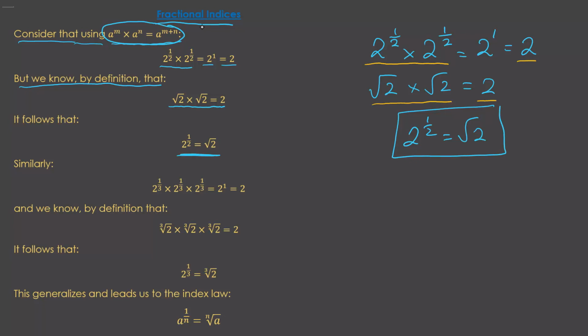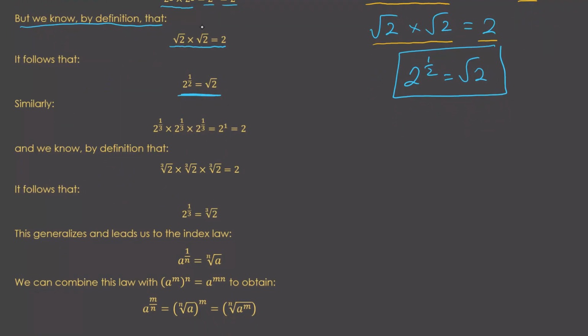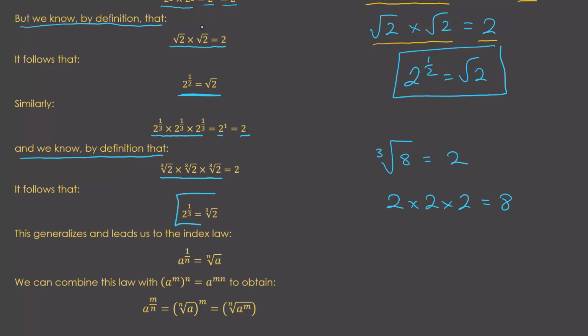We can do the same sort of thing with a power of 1/3. So 2^(1/3) times 2^(1/3) times 2^(1/3) would be 2^1, which is 2. And by definition, we know that the cube root of 2 is the number such that the cube root of 2 times the cube root of 2 times the cube root of 2 is 2. Just think about the fact that we know that the cube root of 8 is 2, and that's because 2 times 2 times 2 is equal to 8. So it follows that 2^(1/3) is the cube root of 2.